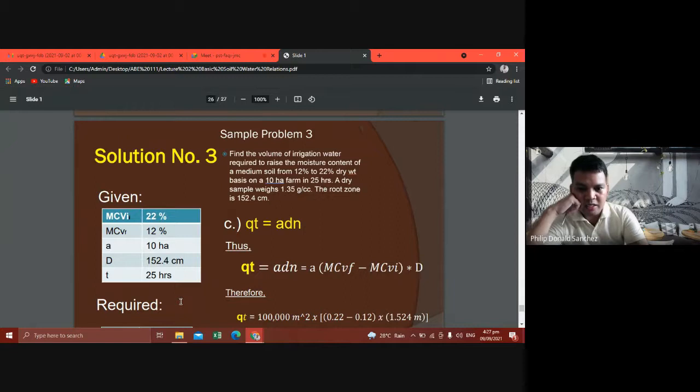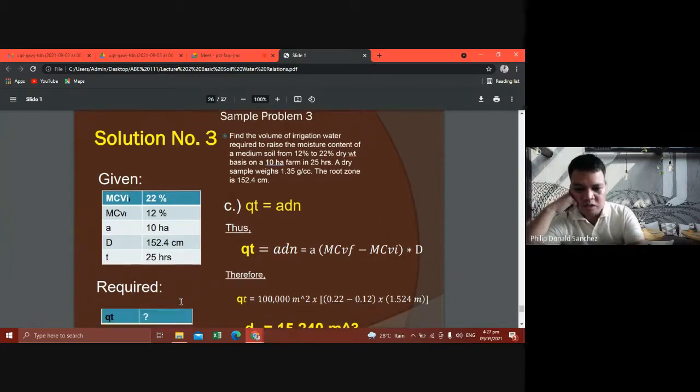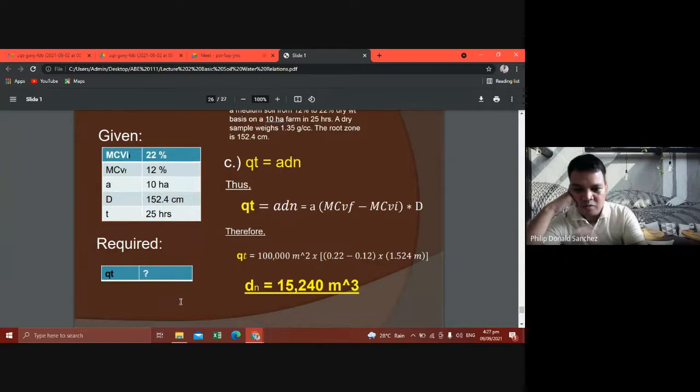What he gave is D, the depth of root zone, which you will use to get DN. But if depth needed is given, guys, since you will irrigate, do not compute DN anymore, because DN was automatically given. But if what he gives is only the depth of root zone, the capital D, then you use the value in the equation for DN to get DN. Our DN is equals to MCBF minus MCBI times D. All right? So that is what you need to get so you can solve the QT.